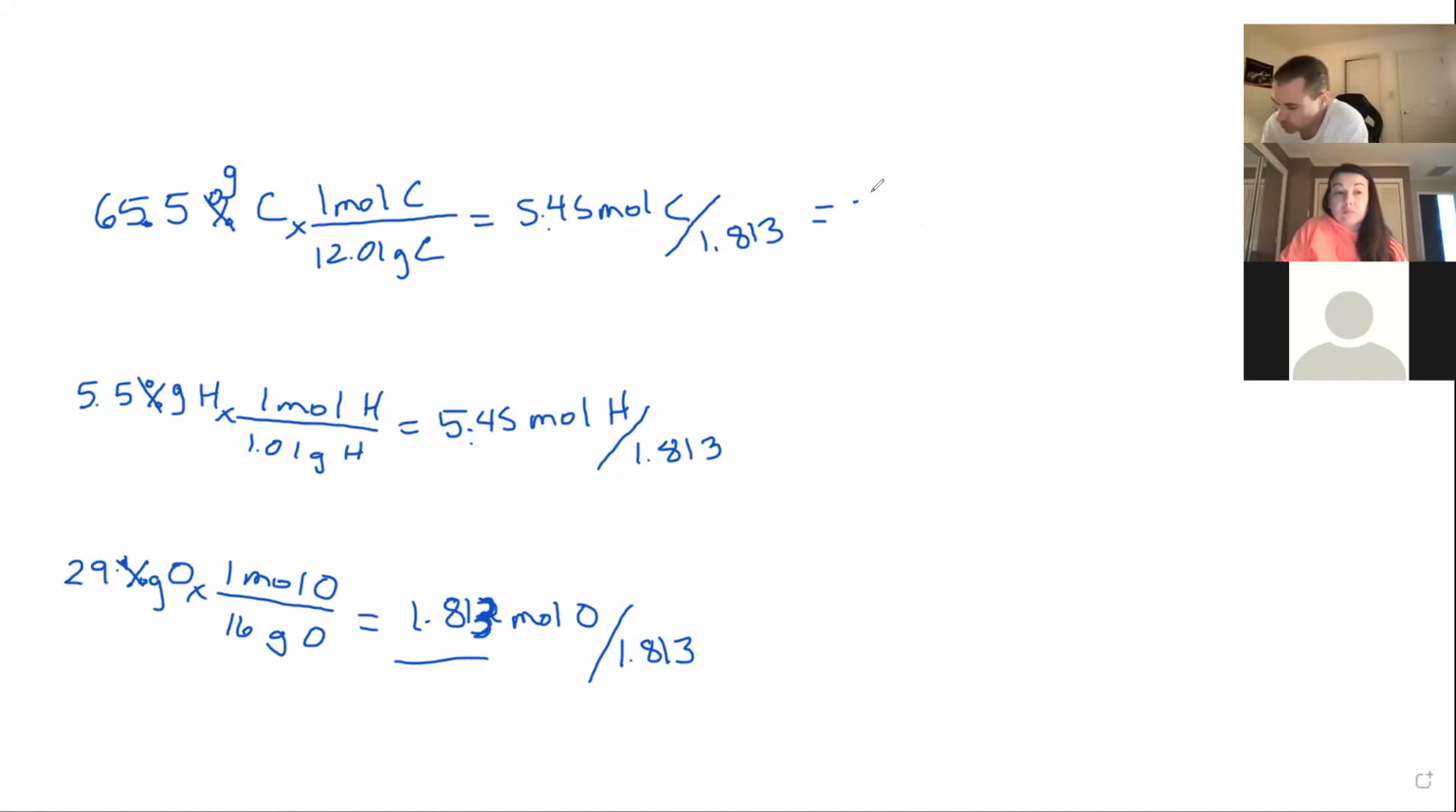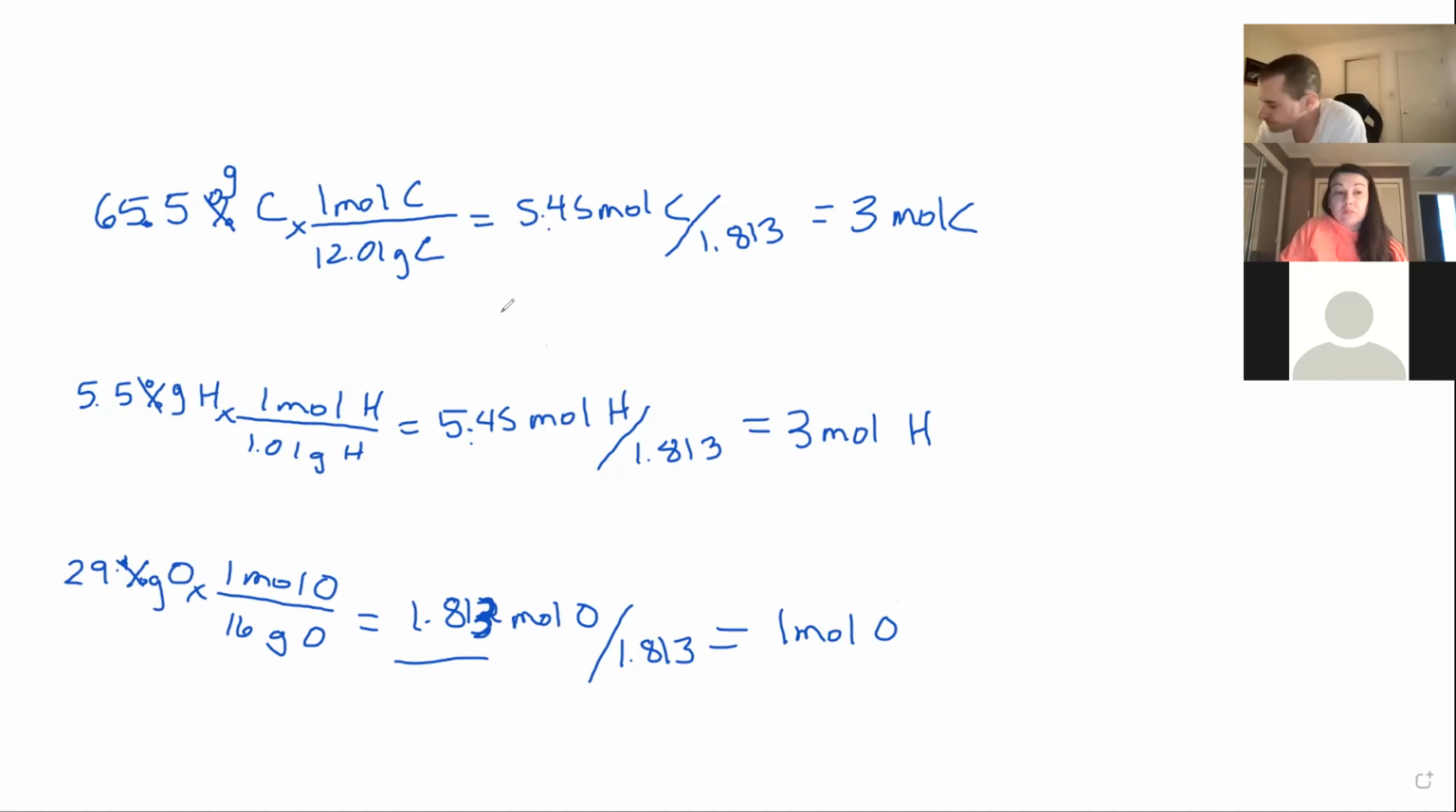That is close enough to be 3. Bam, 3 moles of carbon. This is also 3 moles, but it's 3 moles of hydrogen. And then this one, anything divided by itself, is going to be 1 mole of oxygen. So now you can write a formula.